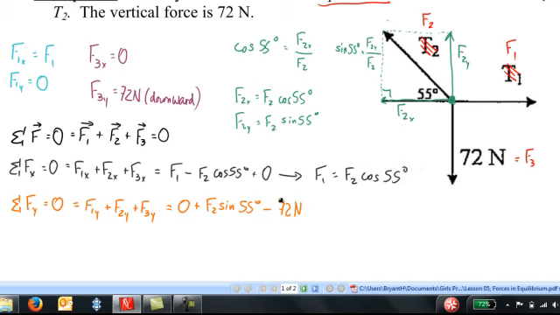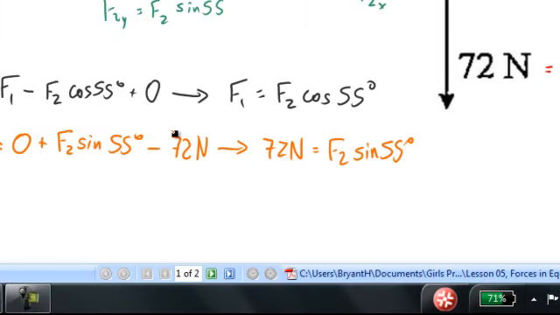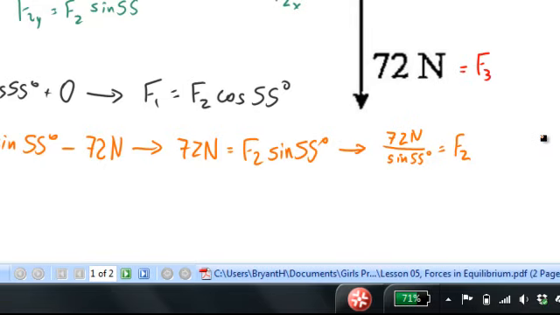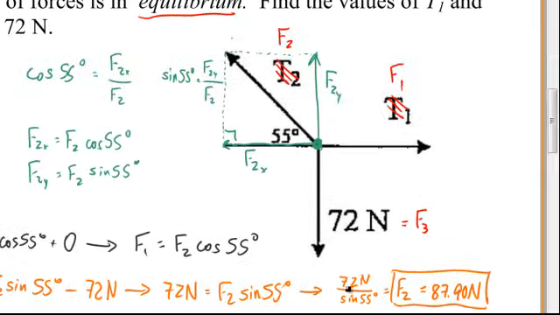So now, let's solve this equation for F2. The first step is to take the negative 72 newtons and bring it over to the other side. So I have 72 newtons equals F2 times the sine of 55 degrees. Now, let's divide both sides by the sine of 55 degrees. Now I have an expression on the left side that has nothing but numbers in it. Let's solve that equation for F2. When I put the numbers in my calculator, making sure I'm in degree mode, I find that the numerical value for F2 is 87.90 newtons to four significant figures. So I have one of the forces now. F2 is equal to 87.90 newtons.